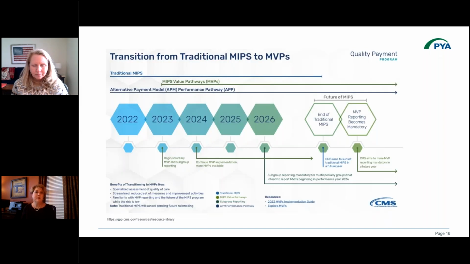So spending just a few minutes on MIPS value pathways, CMS continues to work its plan to funnel eligible clinicians into mechanisms that promote comparability and accountability. And so when you think about, recall that there were the 198 quality measures available, it gave great flexibility, but it also created a little bit of confusion, and it created a difficult situation in order to compare providers against their peers. So one family practitioner may use measures that are totally unrelated to another family practitioner. A gastroenterologist may do the same.